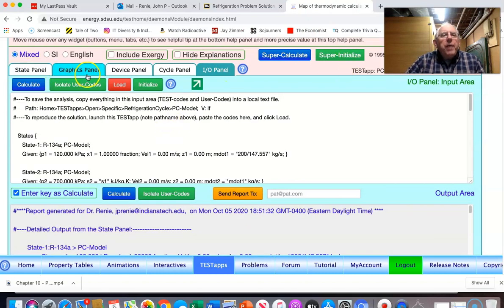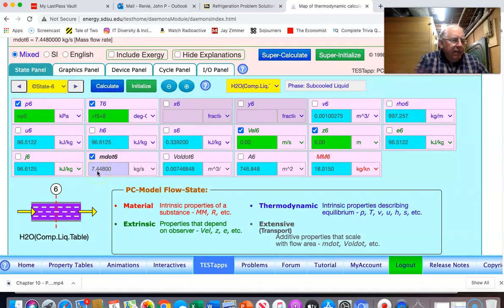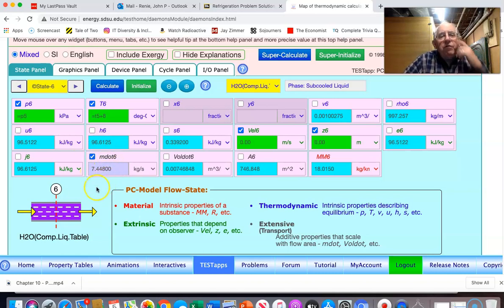We're then going to go back to the state panel, and we see that it has calculated for us the value of the cooling water flow rate. And the cooling water flow rate then is 744, 744 for states 5 and 6. And again, we now have all the information that we needed.